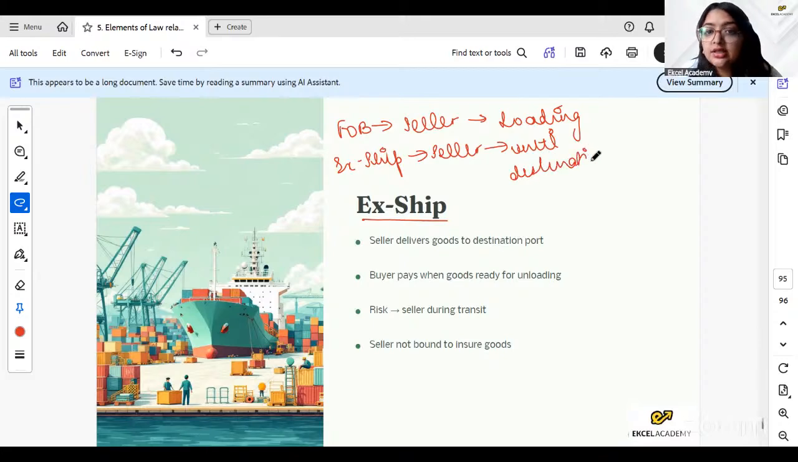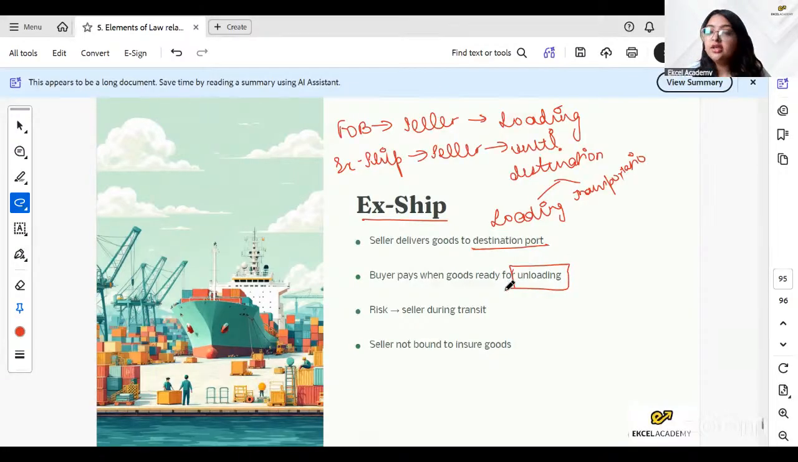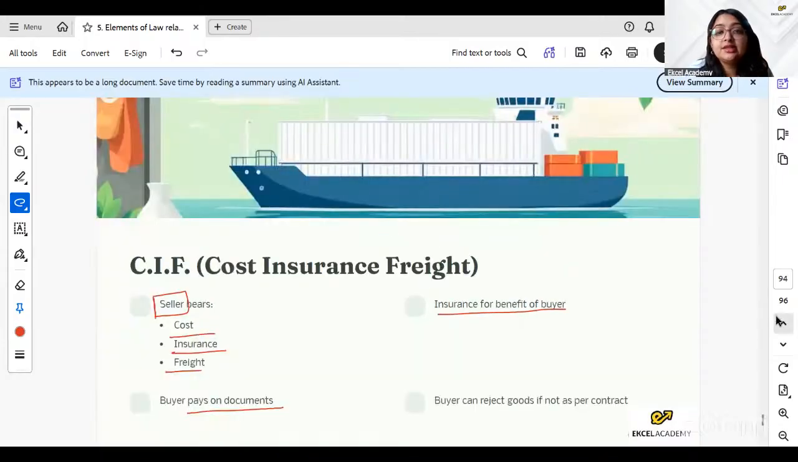Which means that it is not only loading, but also transportation. The seller will deliver the goods to your destination port. Your buyer will pay when the goods are ready for unloading. So in free on board, the seller's responsibility was only till loading, but in ex ship it is until unloading. Unloading will be taken up by the buyer. The risk is that of the seller during transit, because they have it until unloading. The seller is not bound to insure the goods, but in the case of CIF, your seller is bound to insure the goods.